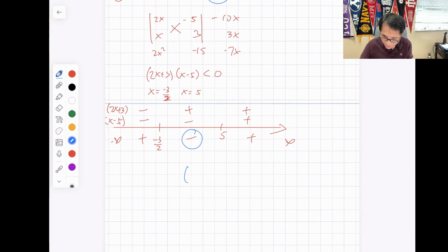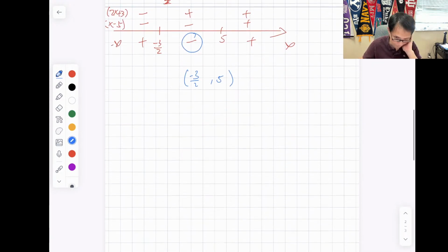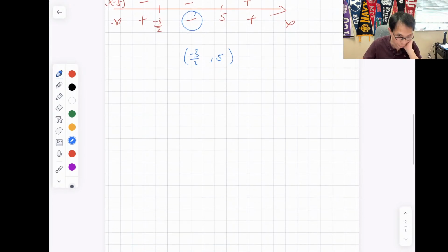So that's why your answer is -3/2 to 5, but it's going to be parentheses. What's the only time it's a bracket? If this is less than or equal to, then it's going to be a bracket here, and that's going to be different, but it's not. So it's going to be -3/2 to 5. Any questions here before I move on? No? Pretty straightforward. Moving on.